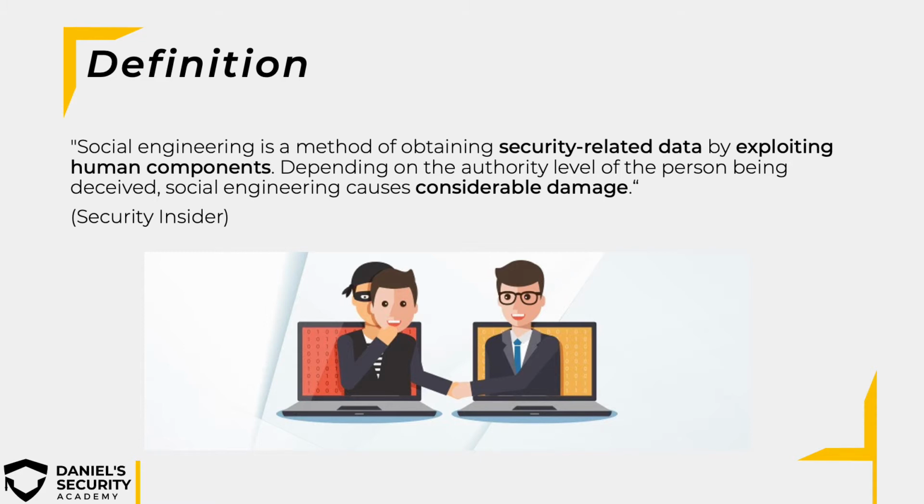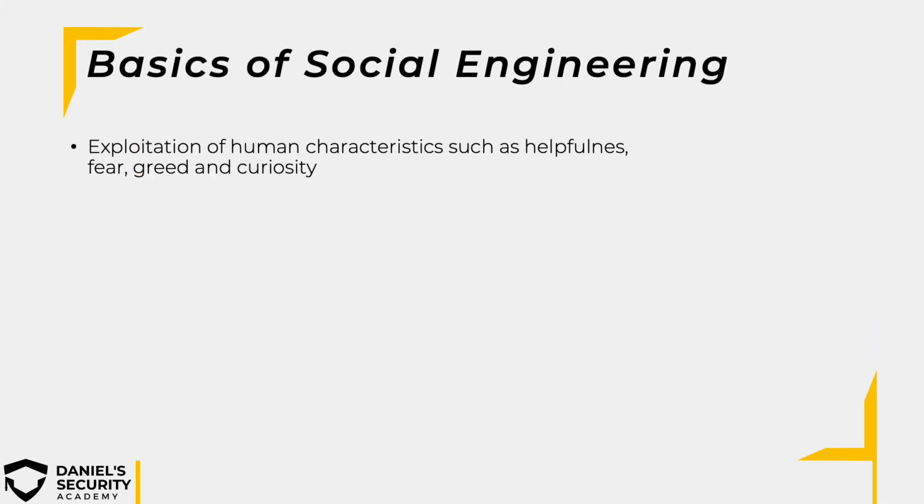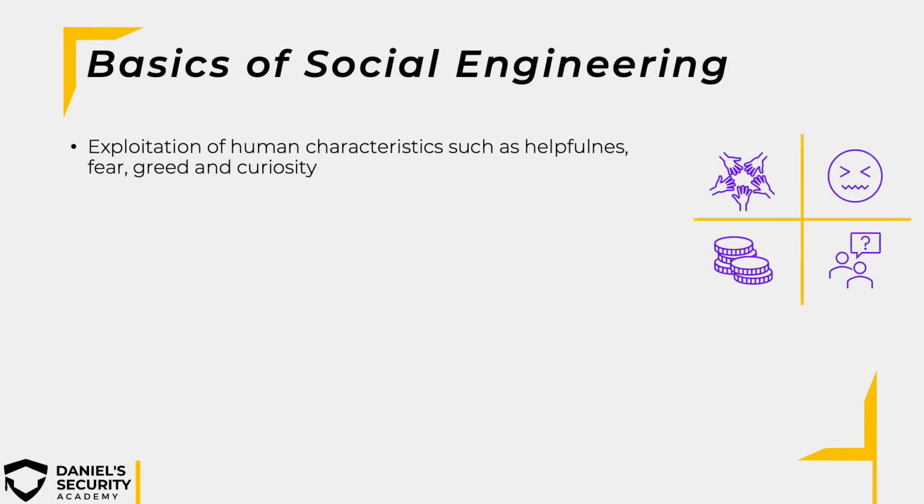Let's get into the basics first. The exploitation of human characteristics is pretty much around helpfulness, fear, greed, and curiosity. And for all four of those, we will have examples in the next slides.